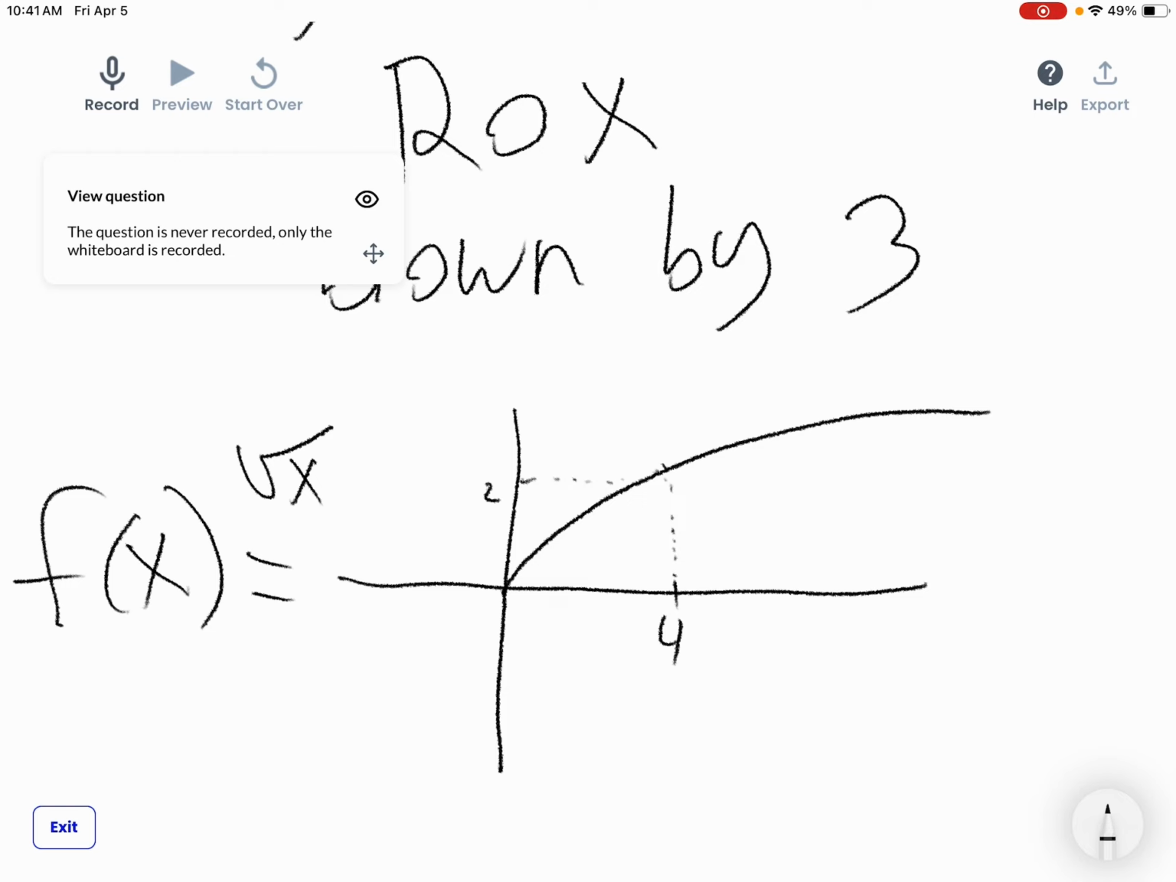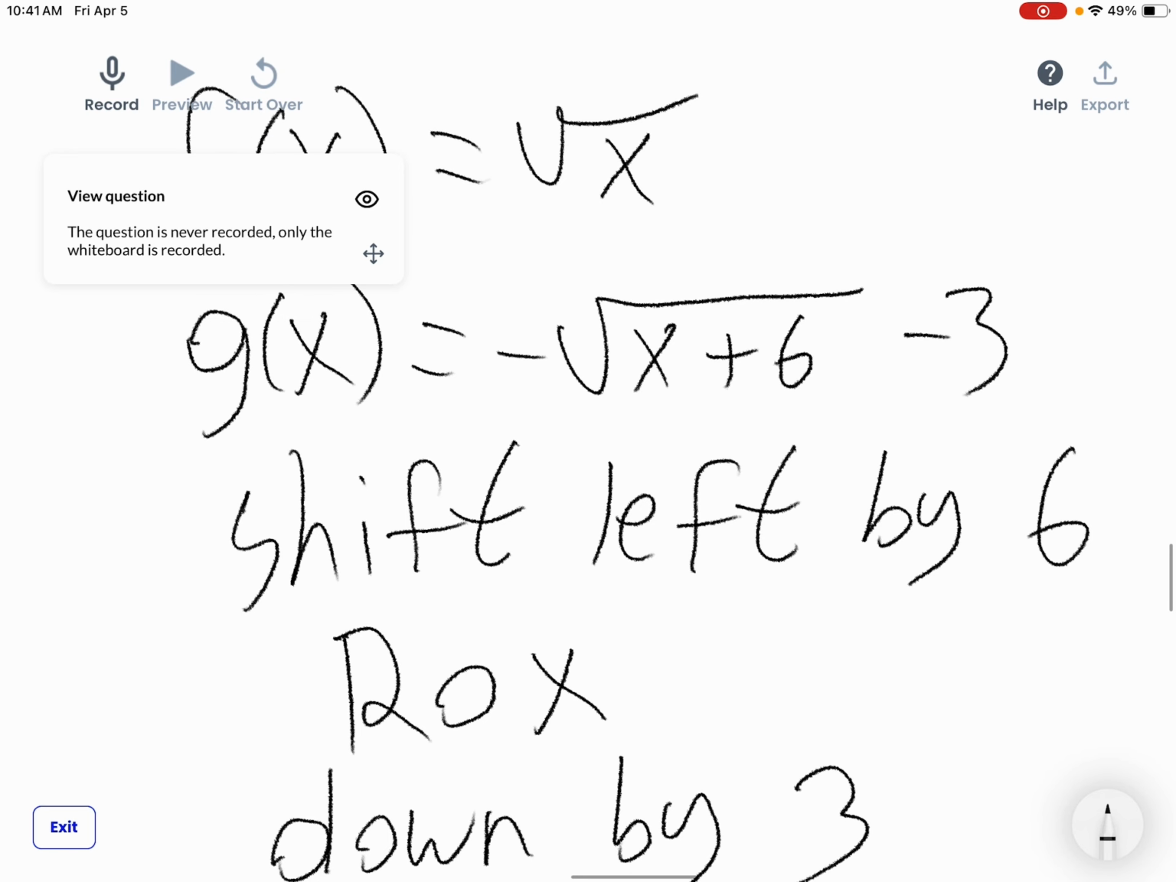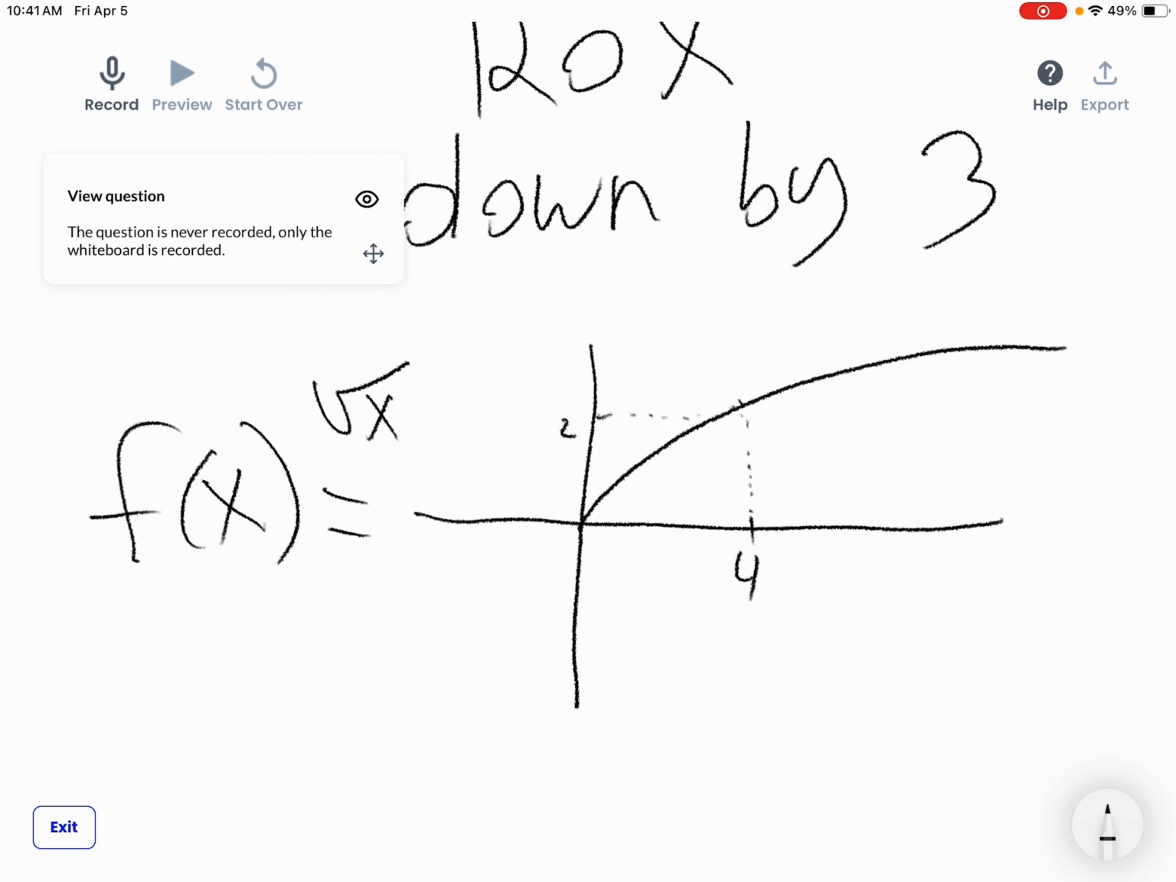Now, what happens after the transformation? This is f of x. We want a sketch of g of x, which is negative the square root of x plus 6 minus 3. Well, we just shift. We go left by 6. We take this graph and go left by 6. So every point gets shifted. If you look at where this point right here at the origin is going, if it goes left by 6, that would be over to -6.